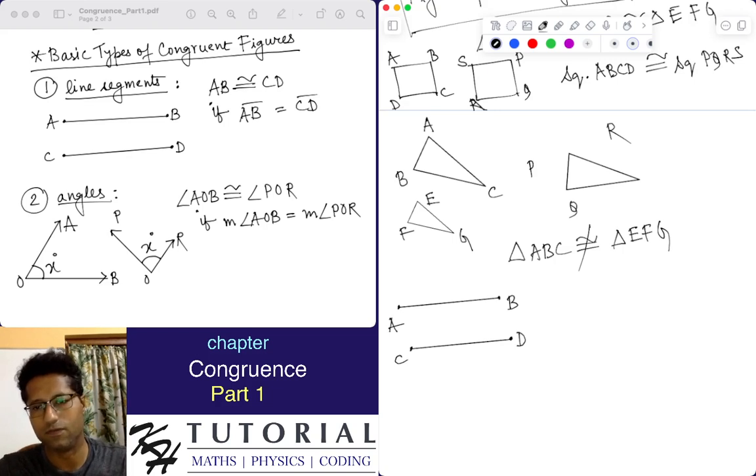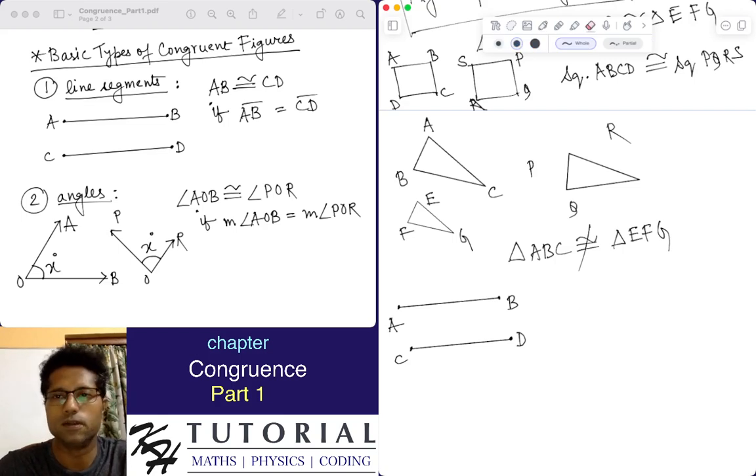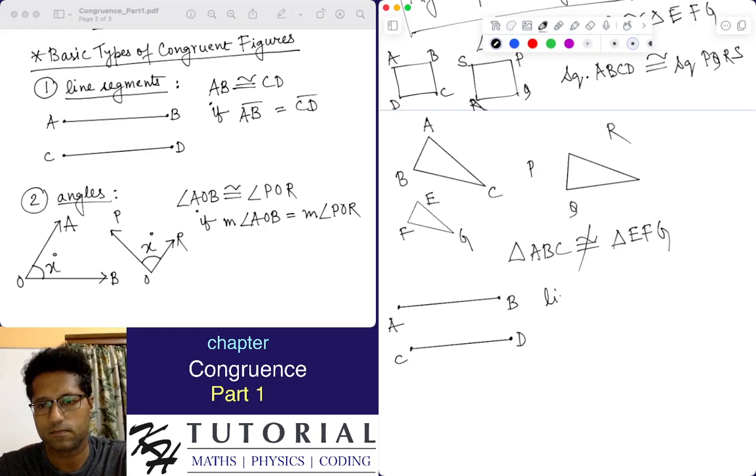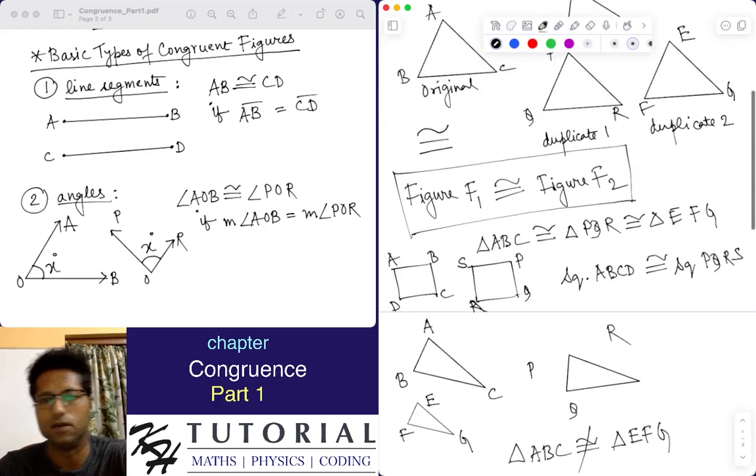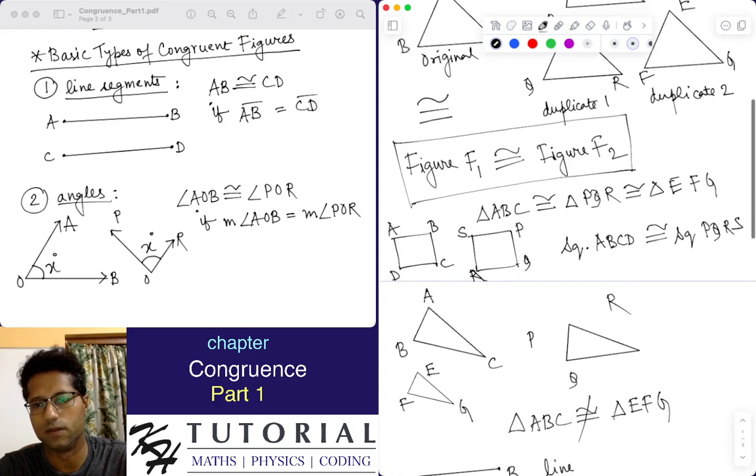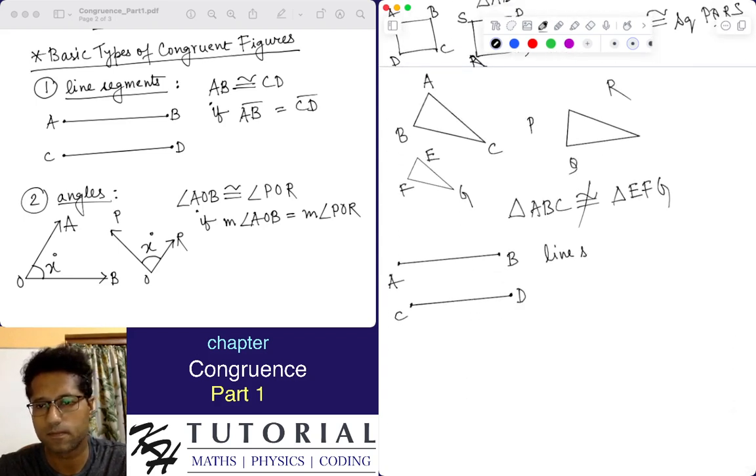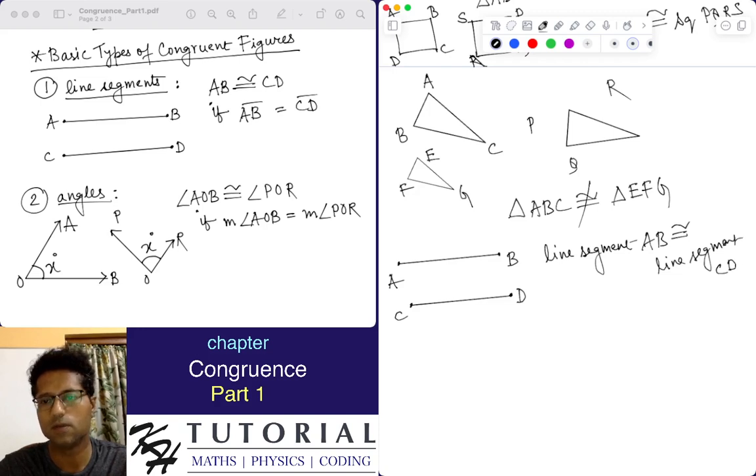So AB is denoting the line segment AB, even though in the book it is written as a line, as per the format, figure F1 congruent to figure F2. So line segment AB is congruent to line segment CD. We write this to denote that the two line segments AB and CD are congruent.